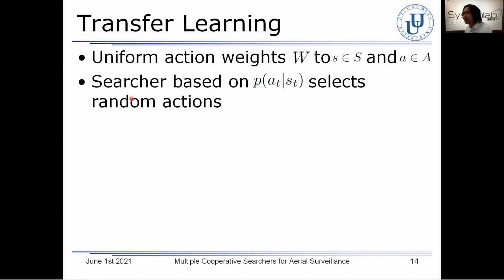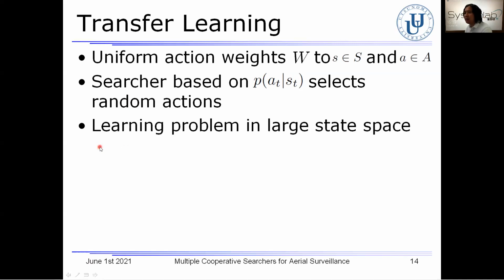However, the searchers based on the random actions seldom detect sophisticated UFBs. And as long as the searchers fail to detect the UFB, the negative rewards continue to be given to the searchers. As a result, the searchers cannot acquire the effective actions to approach the UFB through reinforcement learning. This learning problem is due to the large state space.